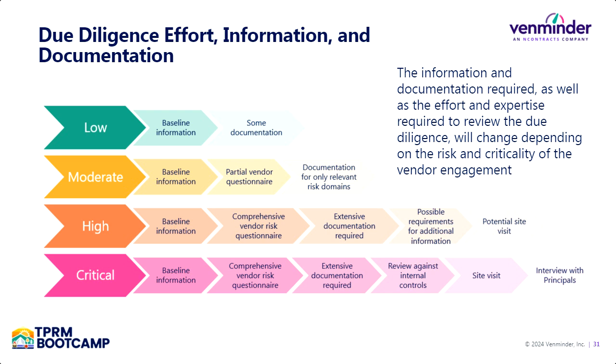Now, we use this graphic to really illustrate that the effort and the time required to get through due diligence is really going to depend on that risk level or criticality. So as you'll see, with low risk vendors, we're just getting some very baseline information and maybe a little bit of documentation. That increases as we move up to moderate. We might start looking for controls around relevant risk domains. And in high risk, we're collecting all that baseline information. We're getting a comprehensive vendor risk questionnaire, lots of documentation. Maybe we need additional information, and maybe we need to go on site.